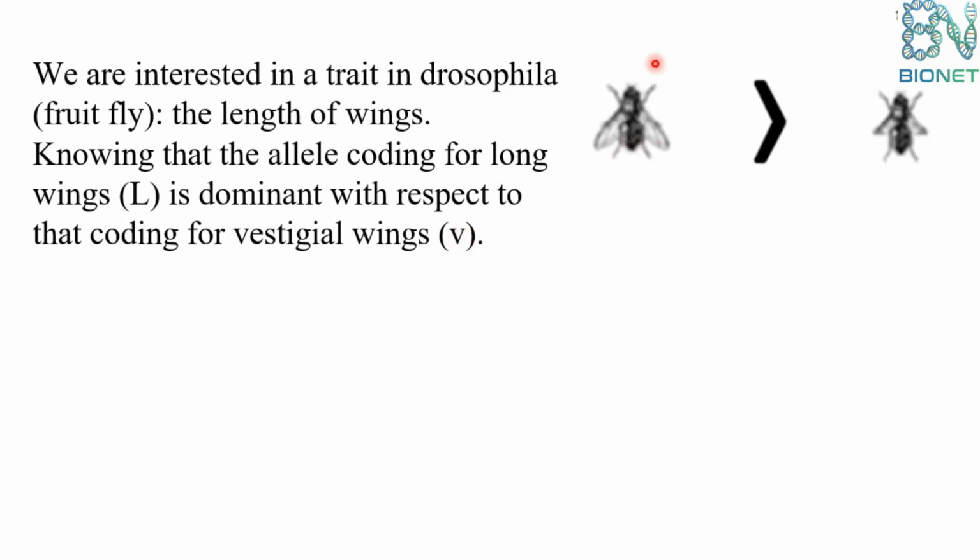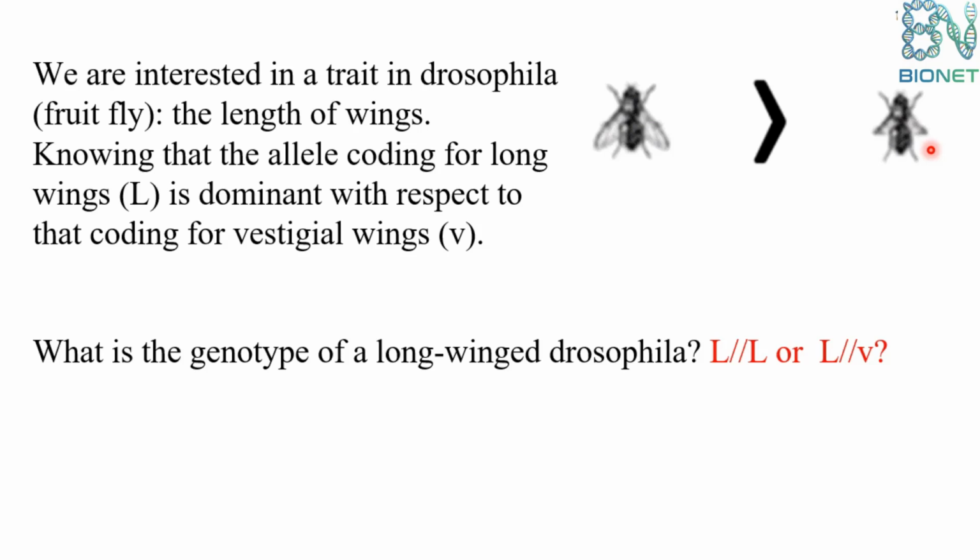So this is the Drosophila having the long wings. This trait is dominant over the trait vestigial wings. Vestigial meaning that the wings are very small, they are reduced. So what is the genotype of a long-winged Drosophila? We know that the dominant allele can be expressed in the homozygous state and in the heterozygous state. One copy of the allele is enough for the phenotype to appear.